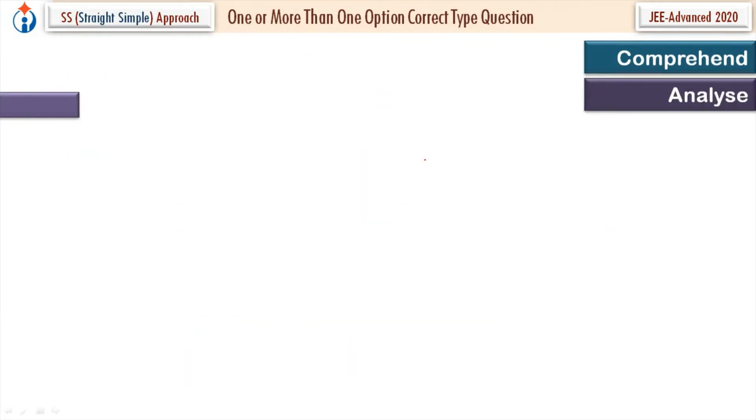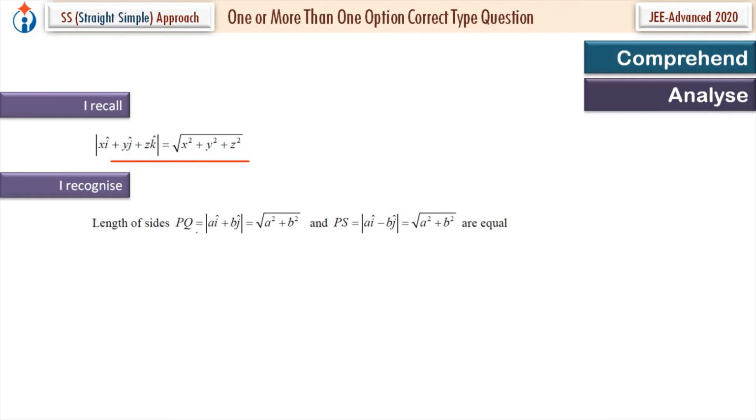Let's analyze. I recall the magnitude of a vector given in an orthogonal system of unit vectors i cap, j cap, k cap, this basic NCERT result. Now I recognize PQ vector magnitude, which is the length of the side PQ, is this, and PS is this. They are equal.